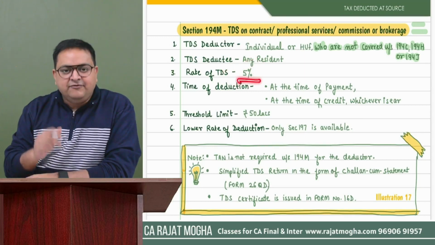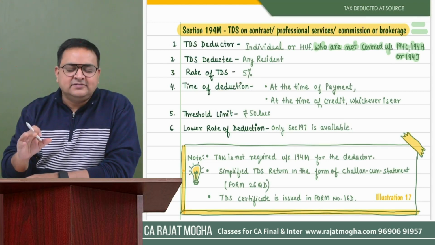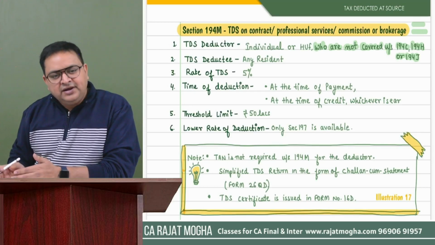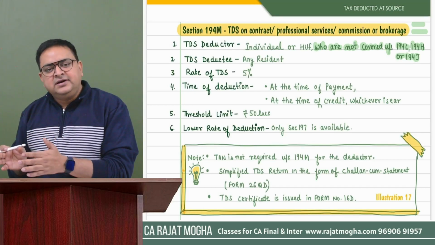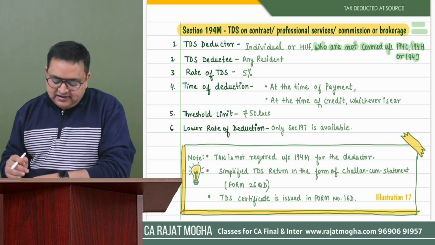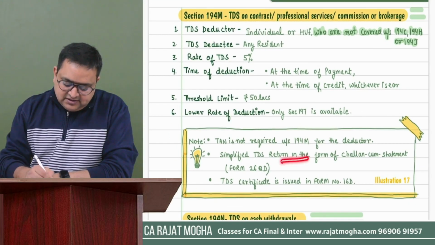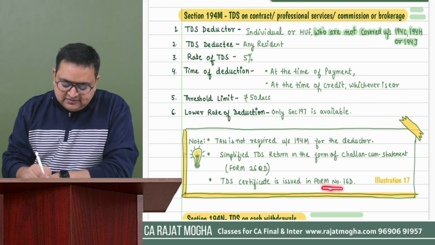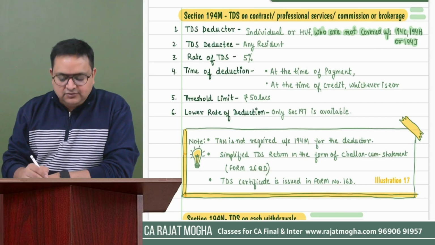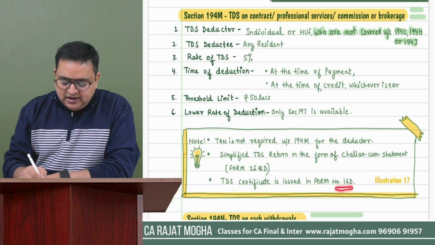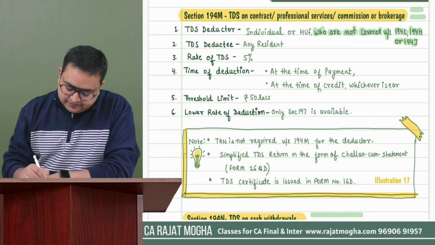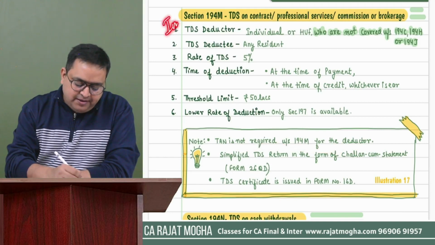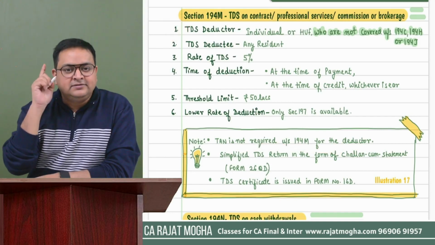And here again, we are giving you very simple compliances. You don't have to file your TDS return separately. Whatever challan you will fill, that return will be considered as if it has been filed with the challan itself. So here the TDS return is in the form of challan cum statement, that is 26QD, and TDS certificate also you have to issue to the person to whom you are making the payment in the form of 16D. Right? 10 number is not required under section 194M. This is also a very important section. Please mark it important.